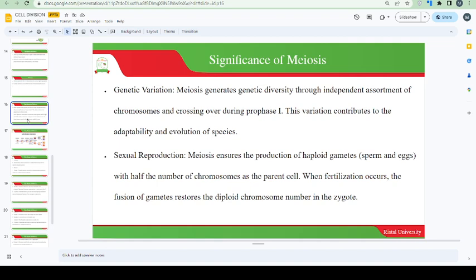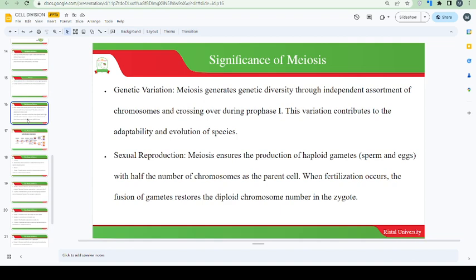Let's look at the significance of meiosis. The first significance is genetic variation. Meiosis generates genetic diversity through independent assortment of chromosomes and the crossing over during prophase. So this variation contributes to adaptability and evolution of species.